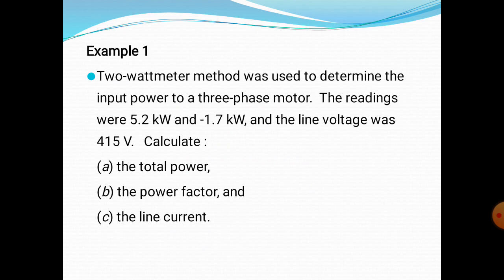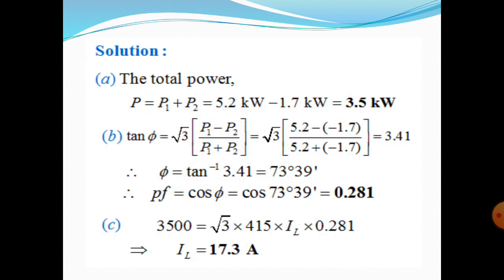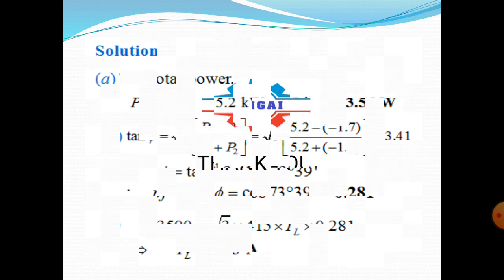And last, we have to find the value of line current IL. Total power P is equal to root 3 into VL into IL into cos phi. This is the main equation. The total power is already given as 3.5 kilowatts, so we convert it to 3500 watts. Substituting the values in P is equal to root 3 into VL into IL into cos phi, finally we get IL is equal to 17.3 amps. Okay, thank you.